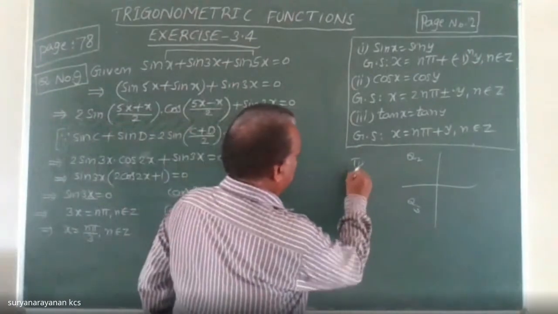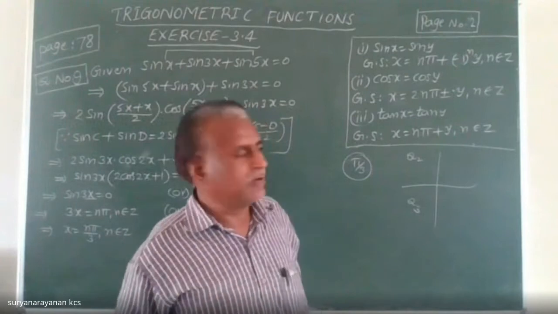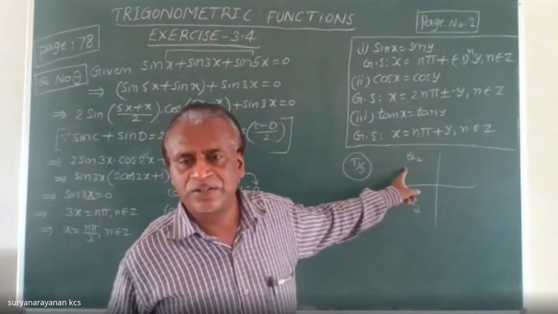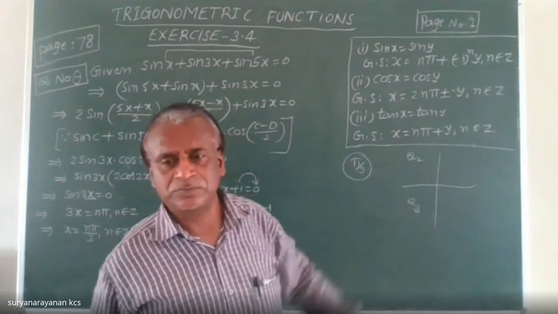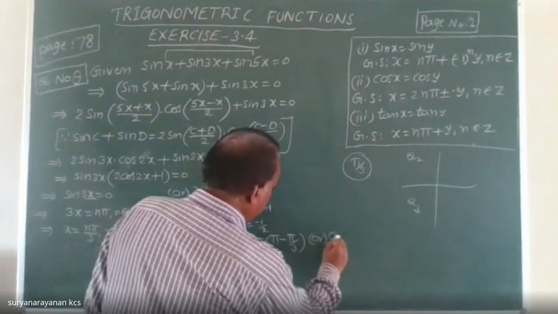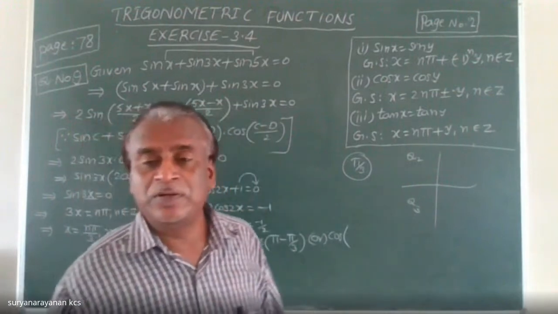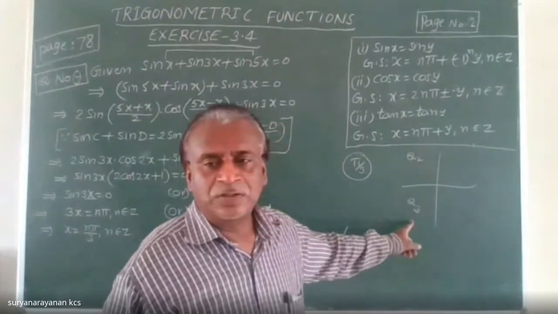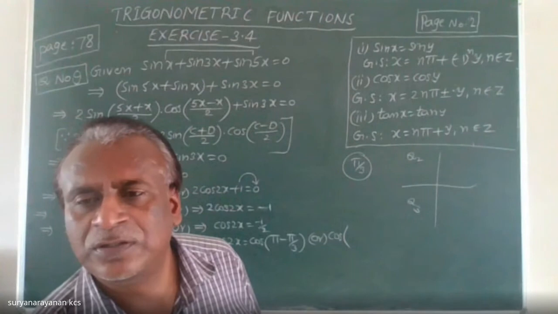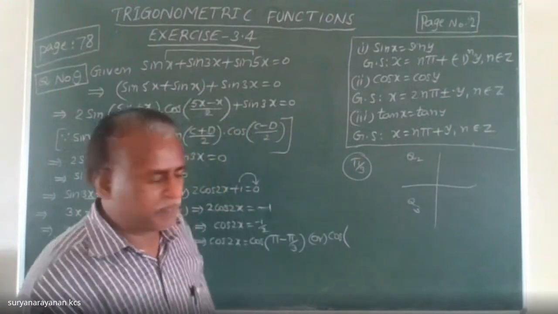So this is theta, which we found from the familiar angles table. But the angle lies in the second and the third quadrant. How do you express an angle in the second quadrant? Yes, pi minus pi by 3. So cos of (pi minus pi by 3), or in the third quadrant, how do you express an angle in the third quadrant? Not the fourth quadrant, the third quadrant. Yes, pi plus pi by 3.